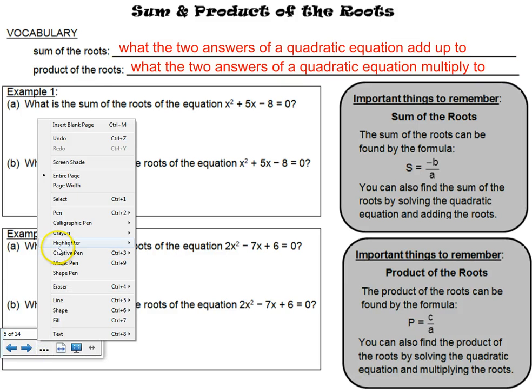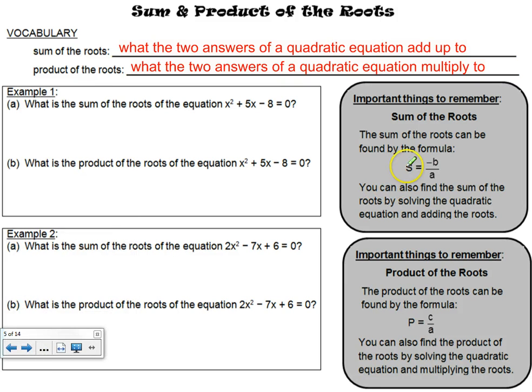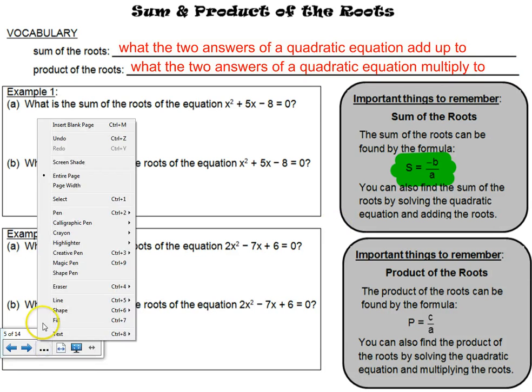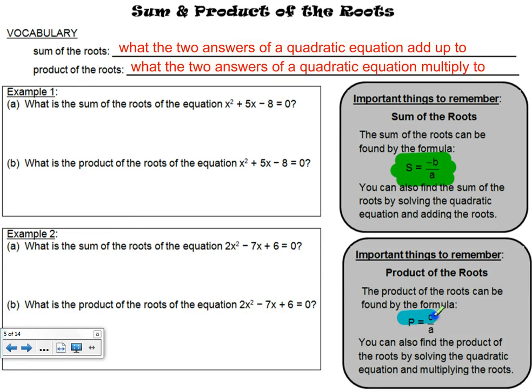All right, and I did provide those formulas, so you need to know these formulas. Now, if you ever forget the formulas, you can always find the sum by resolving the quadratic, getting the actual answers and adding them. That will just take much longer than needed. And the product of the roots is equal to the c value over the a value.